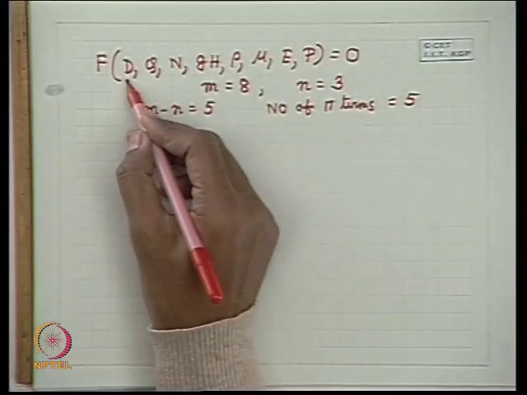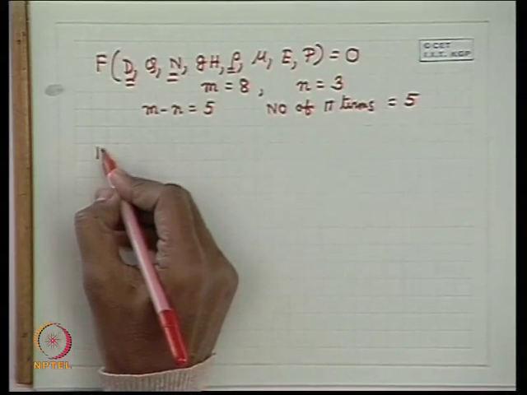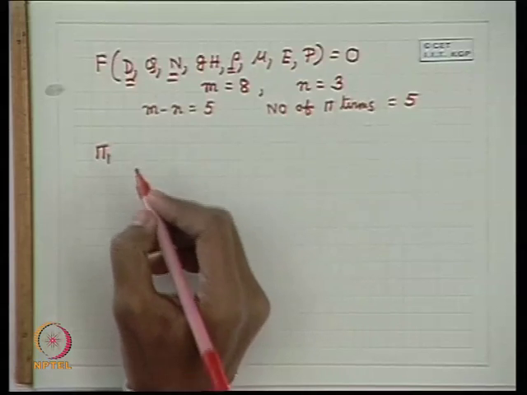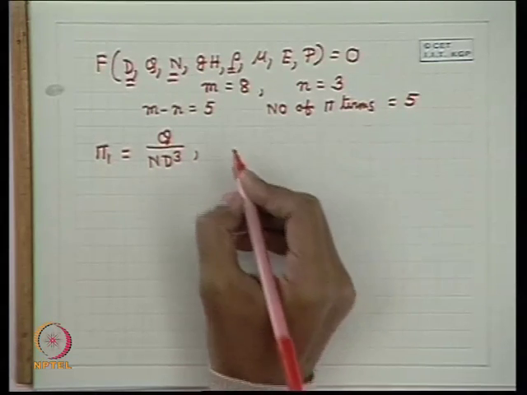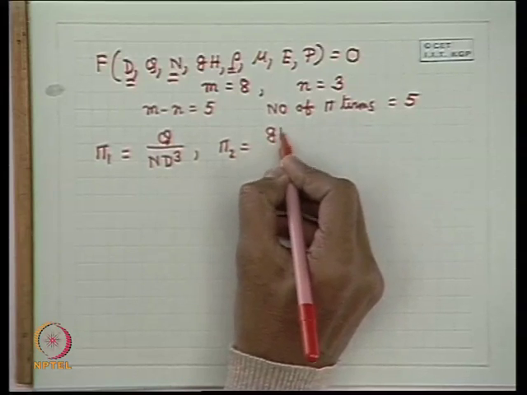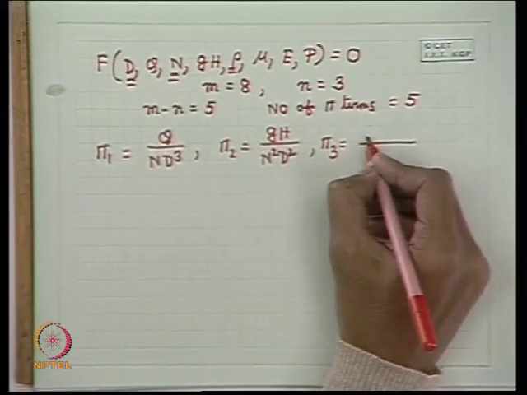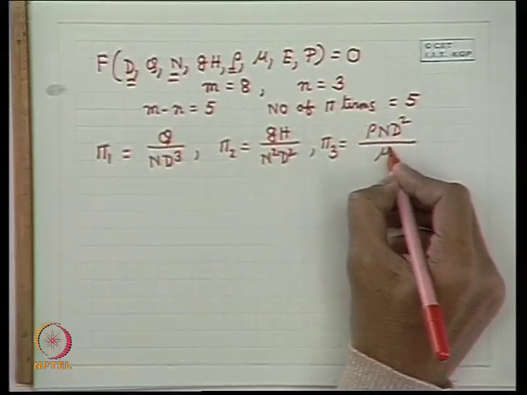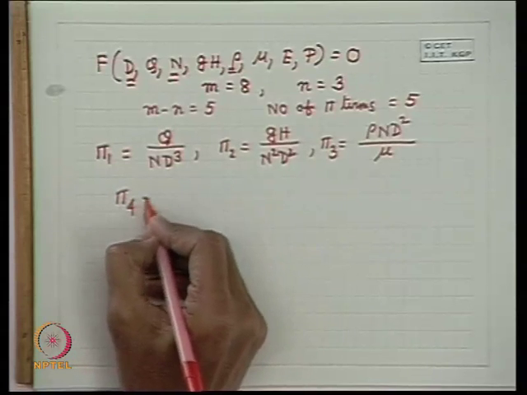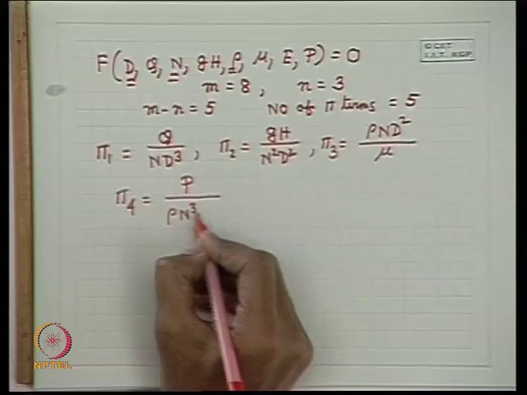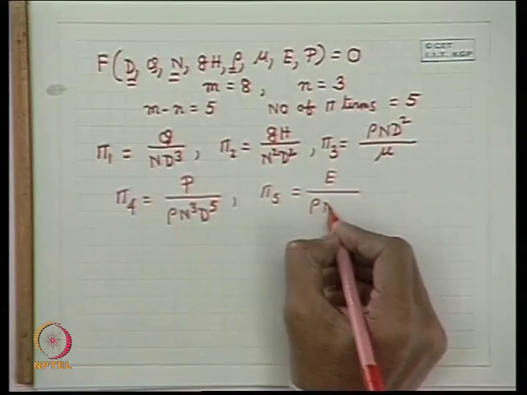Well, if we take D, N and rho as the repeating variables, then we get the pi terms like that: pi 1 as Q by N D cube, pi 2 as gH by N square D square, pi 3 as rho N D square by mu. By the typical analysis of Buckingham pi theorem, we get those terms. Pi 4 is equal to P by rho N cube D 5 and pi 5 as E by rho N square D square.